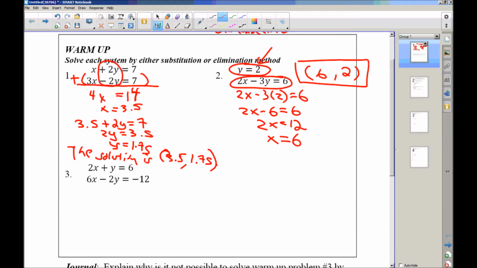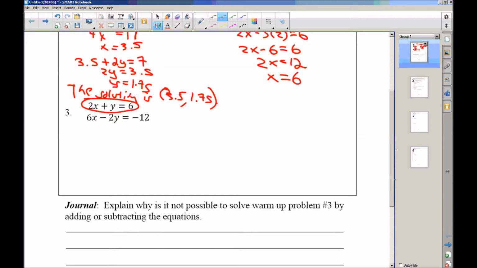All right, number 3 would be a great case to use the elimination method if we knew how to do it when the coefficients were not the same or not opposites of each other. So in this case, we have to do the substitution method. And the easiest one to use is the first equation and solve for y. And that's because the coefficient of y is positive 1. So step 1, I'll take 2x plus y equals 6. I'll subtract 2x from both sides. And now I've isolated y on the left side of the equation.